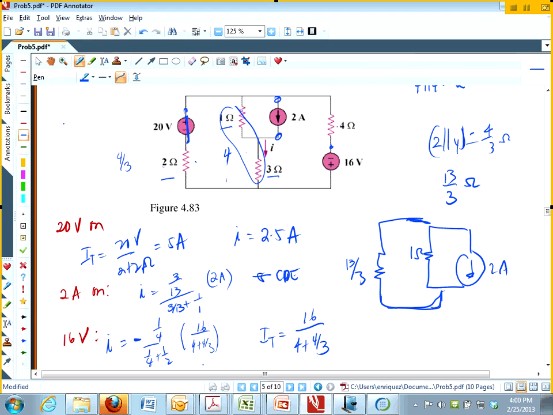So again, superposition, it's a nice idea, but it doesn't always necessarily simplify your solution. It's not hard, it's just tedious. You have to solve the problem 3 times.